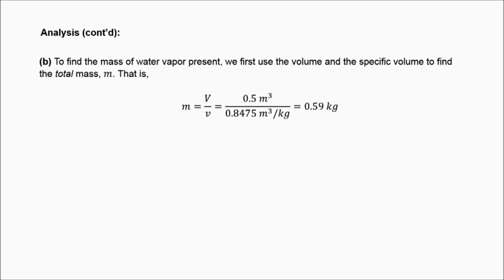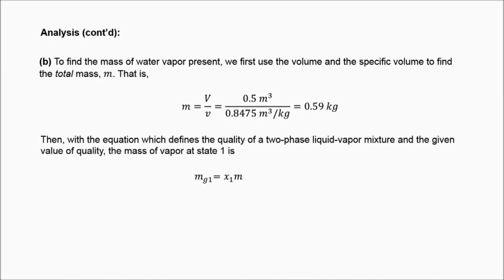For part B, to find the mass of water vapor present, we first use the volume and the specific volume to find the total mass m. m is equal to capital V divided by small v. Numerically evaluating this expression gives us m equal to 0.59 kilogram.